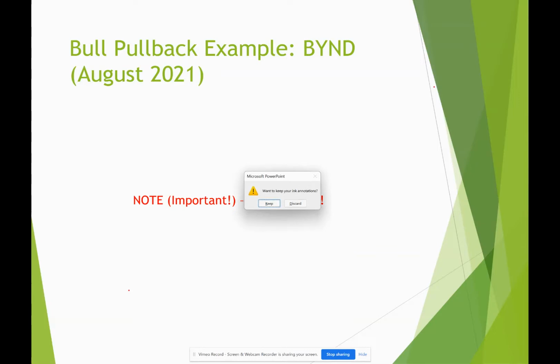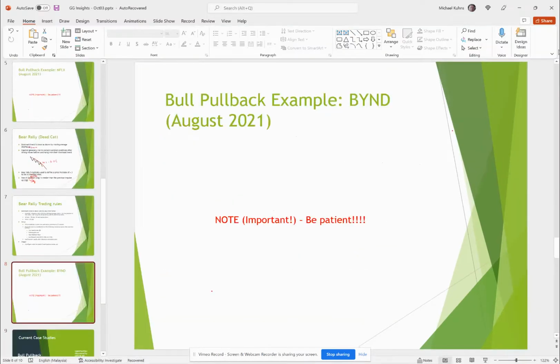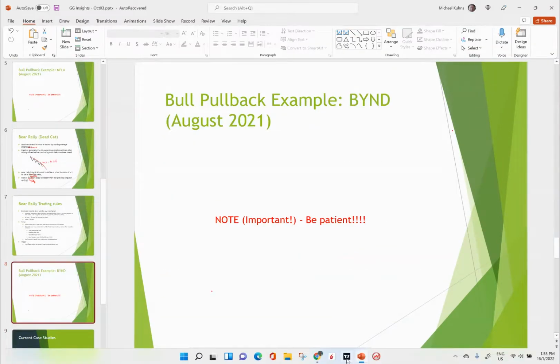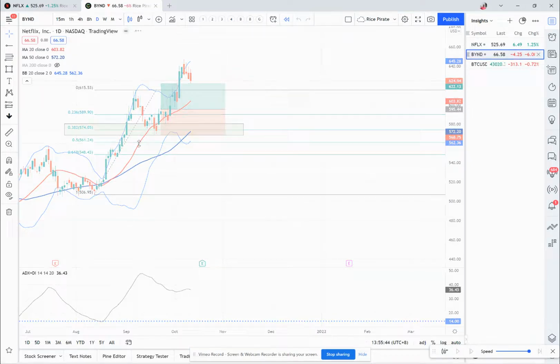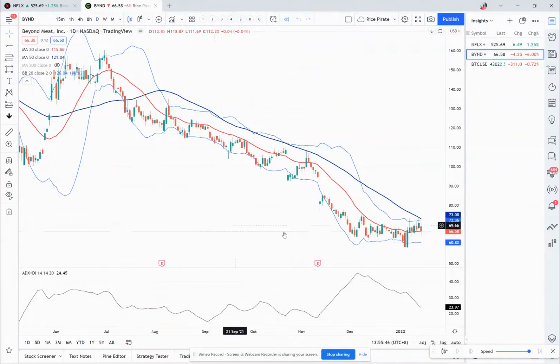Okay, so let's look at Beyond. Okay, Beyond. And we go back to August. Let's see. I got to go back. I got to find it. You can probably see it here. Okay.